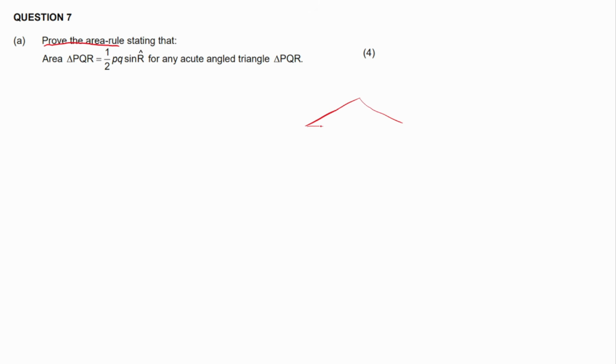But anyways, we have this triangle, so we'll call this P, Q, and R. And we're trying to find the area of this triangle. We normally apply this formula, but the general formula for the area of a triangle is equal to a half base times height. That's the general formula. We're going to be using this general formula to prove this formula over here.